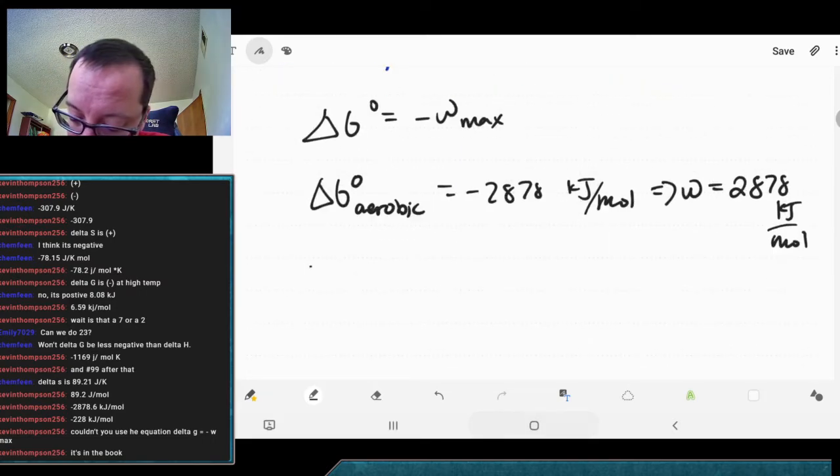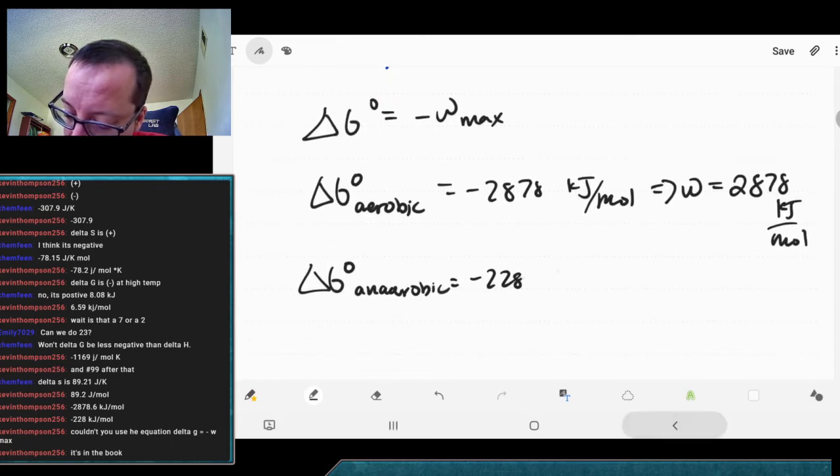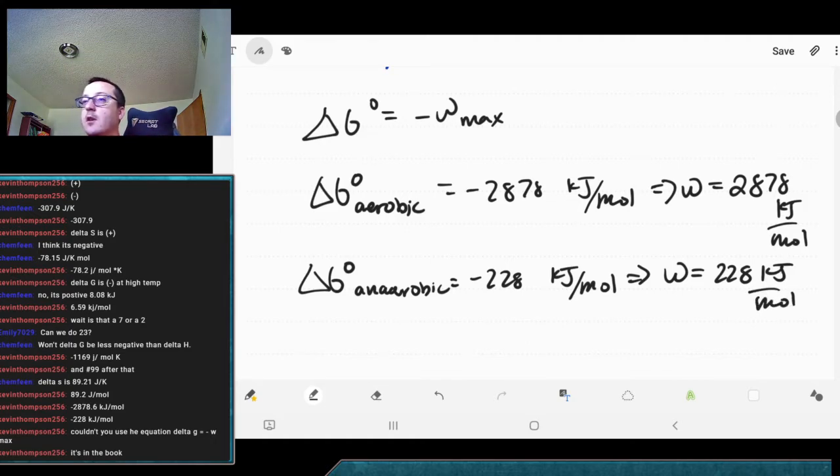Awesome. And then for the anaerobic process, it was negative 228 kilojoules per mole. And the work for that one will be just the positive of that. Cool. Easy. So there we go. Apparently I should read the book as well. Alrighty, so we've done it. Hooray! Any questions on that one, without going into the crazy other stuff I was trying to bring up?